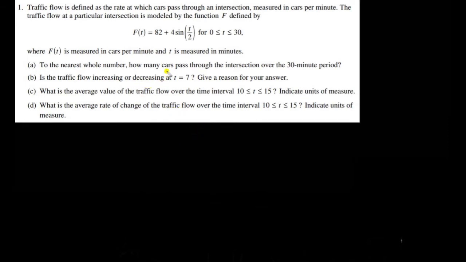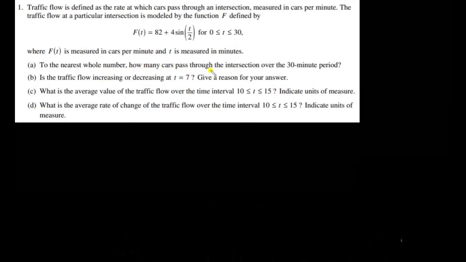Okay, so if we want to figure out how many cars are passing through the intersection over a 30-minute time period, we're adding up how many cars pass through in the first minute, in the second minute, in the third minute, and so on. We're adding up all the different pieces, and also the fractional times, right? Half a minute, 1.5 minutes. So we're adding up an infinite number of times, and that's where integration comes in.